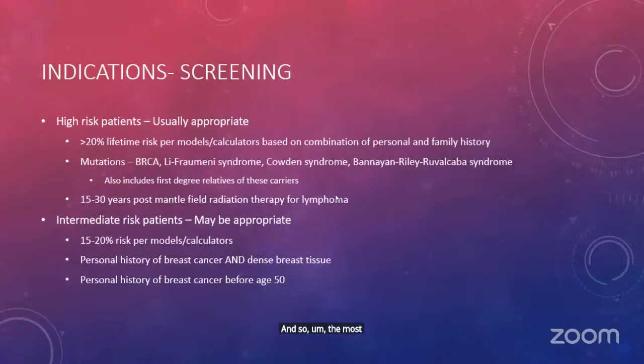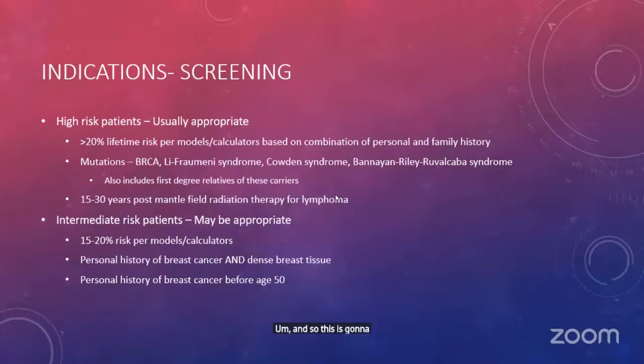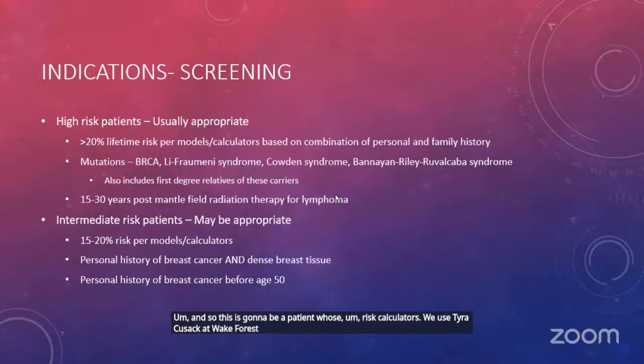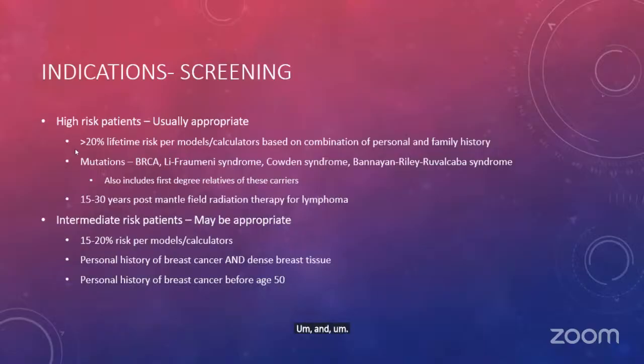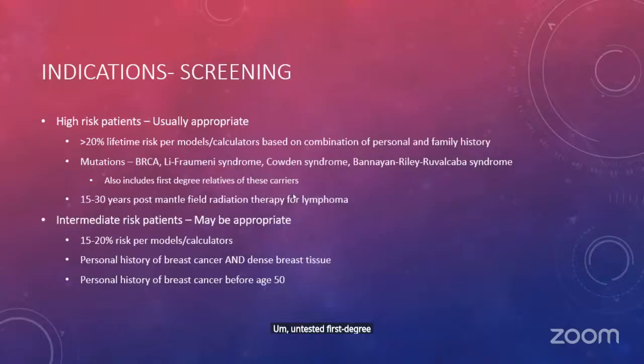For a screening MRI, the common indication is a patient who is considered high risk. This is a patient whose risk calculator, we use Tyrer-Cuzick at Wake Forest, comes up with a 20% lifetime risk or greater based on personal or family history. And of course, there are mutations that automatically put you in that 20% lifetime risk category. I think many people are familiar with BRCA and Li-Fraumeni. Untested first-degree relatives of these carriers are also assumed to fall in this 20% risk category.